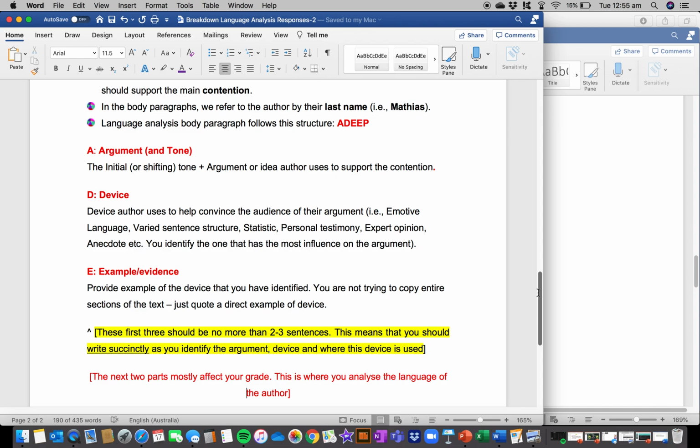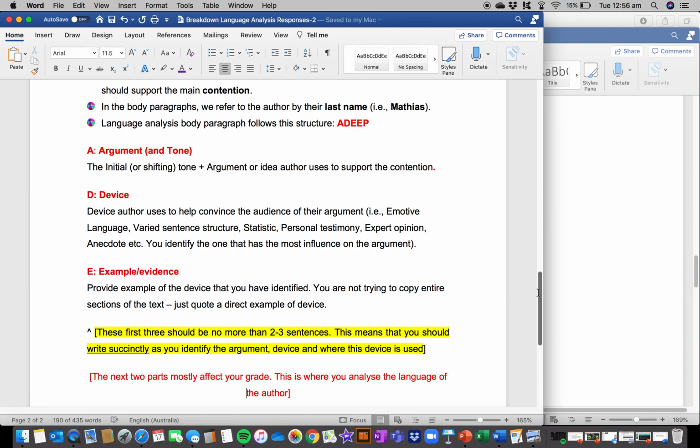Now, in the second and third body paragraphs, we'll be talking about the shifting tone, okay? Because that will be, does the tone change? If the tone doesn't change, you don't really need to mention that. You can talk about maintaining that tone. But I just wanted to differentiate between initial and shifting: initial was for the first body paragraph, and shifting for the subsequent ones, the second and third.